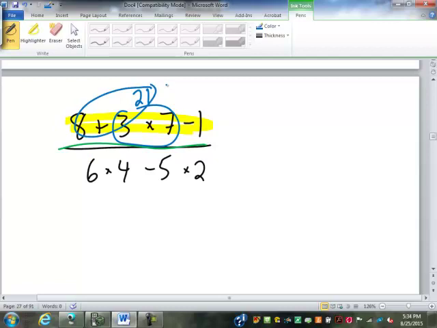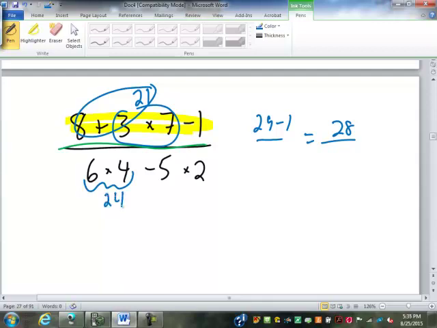Okay, and that makes? 29 minus 1 is 28. Okay, so 29 minus 1 is 28. Now we can move to the bottom. On bottom, what do we have to do first? 6 times 4. Okay, 6 times 4 is?